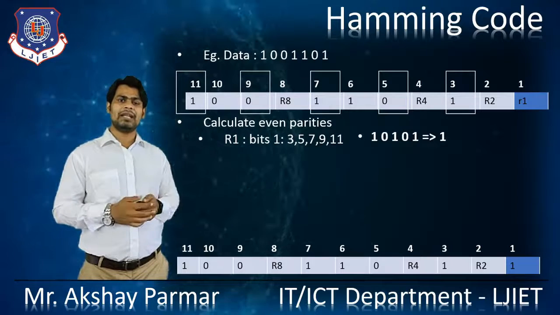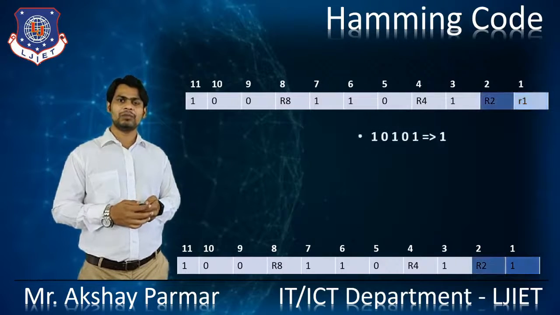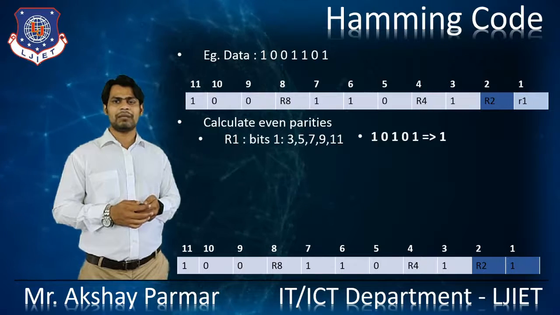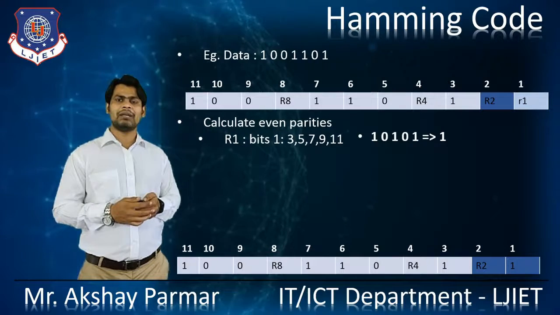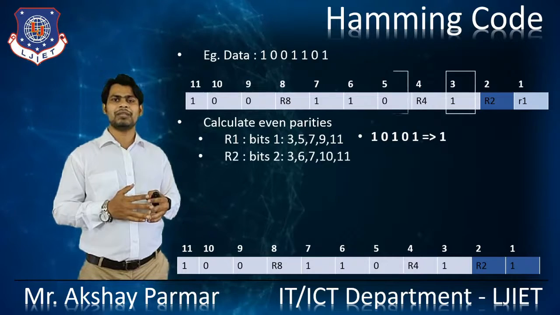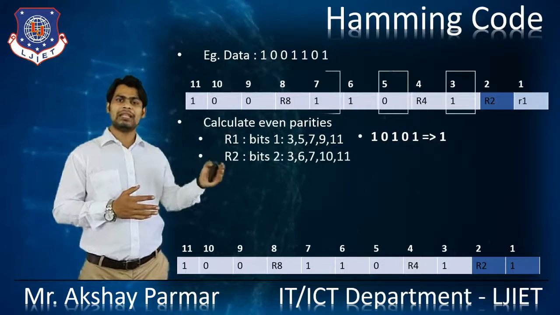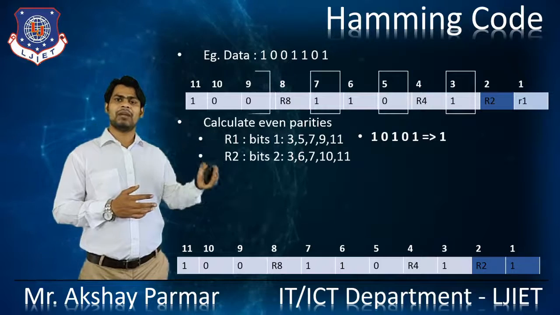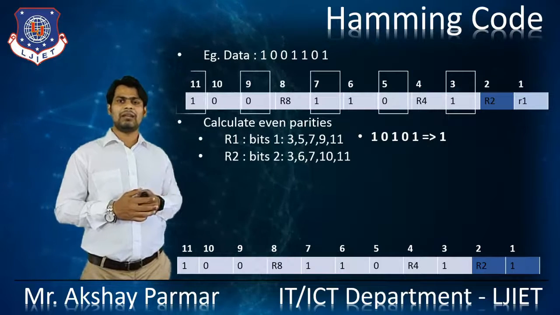After that, let's select the second redundant bit R2. How do we select it? For R2, we select the bits stored at positions 3, 6, 7, 10 and 11.